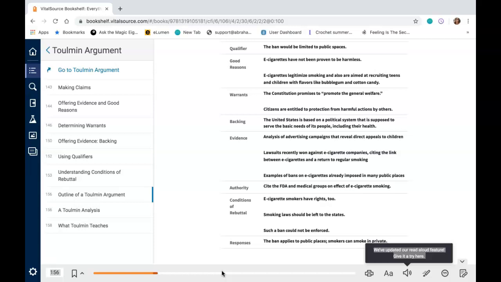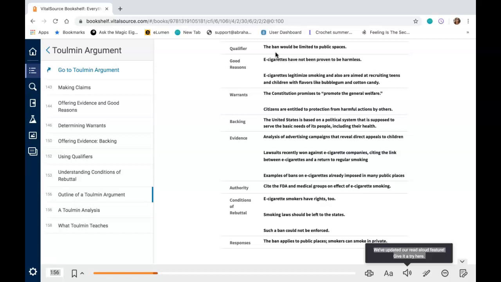completely not using e-cigarettes, you can't do that. If somebody wants to smoke an e-cigarette in his or her car, he or she can. The ban applies to public places. Smokers can smoke in private. So that's some responses to the rebuttals. That's why you want to qualify your argument so that it creates something that's doable for all of us.